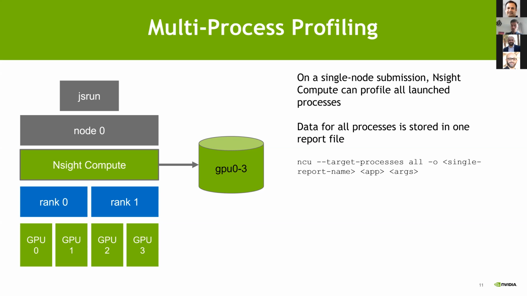By default, Nsight Compute only profiles the first process that is launched. Like if you do ncu mpirun, for example, then it would only profile the mpirun executable, which is likely not what you want. Instead, you would have to use the --target-processes all option, and then it follows the process tree and can collect the data from all processes into a single report file.